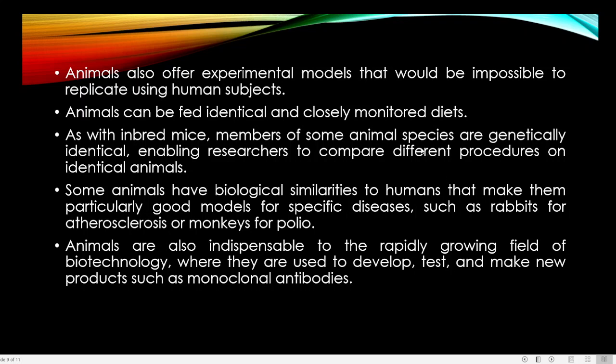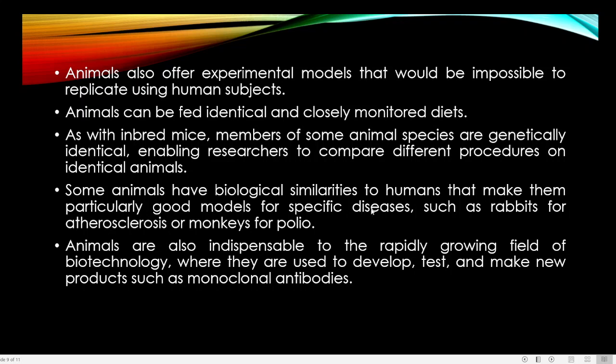As with inbred mice, members of some animal species are genetically identical, enabling researchers to compare different procedures on identical animals. For example, it is easier for researchers to produce genetically similar clone types of animals, like two rats that are just like identical twins. It is easier to produce such rats or monkeys than human beings. So when researchers study the use of certain drugs, they can compare how the same drug is producing results in two genetically identical clones. So that is the advantage of using animals.